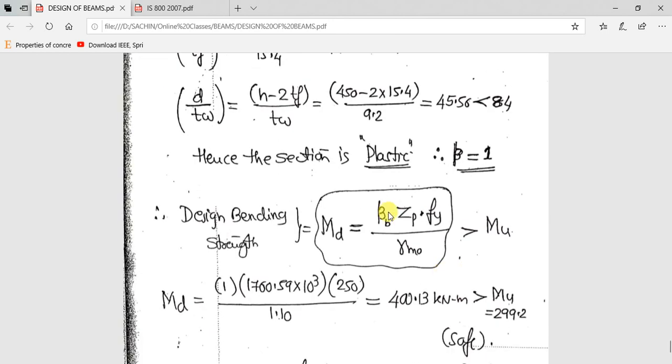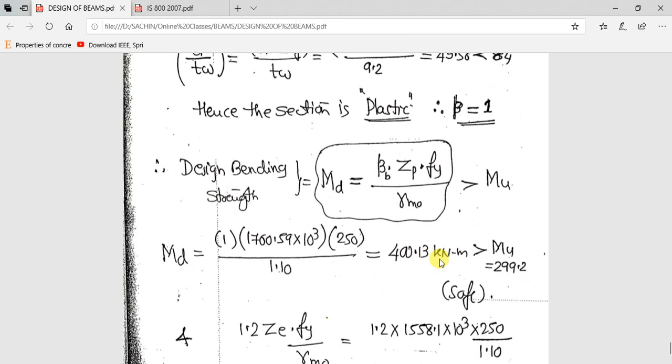ZP you are aware, the provided ZP I have to substitute here. The chosen section, and for that particular section ZP should be taken from the steel table, that value should be substituted here, not the required ZP. So beta is 1, ZP we are aware, Fy is 250, gamma m0 is 1.10, so it is 400.13 kilonewton meter. Obviously its strength is more when compared to the actual bending moment, so it is safe.